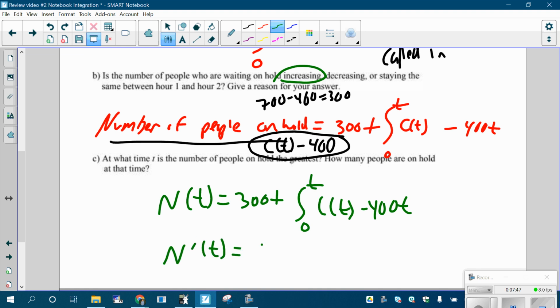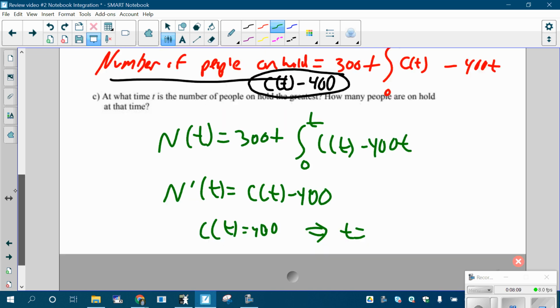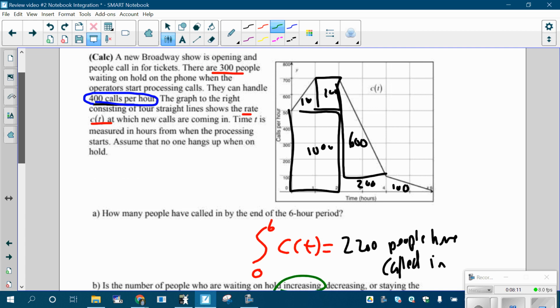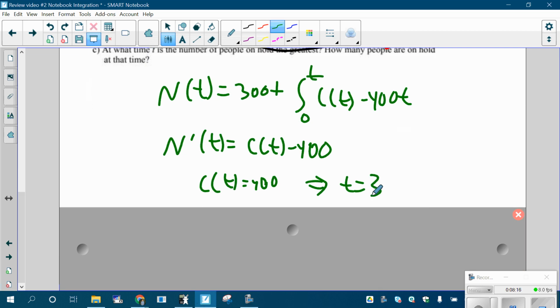That's what I did above. There's my derivative. Set it equal to 0. Well, it's going to equal 0 when c of t equals 400, which is going to happen at time, let's look back at my graph. Happens at time 3. So time 3 hours in, is the only critical point.